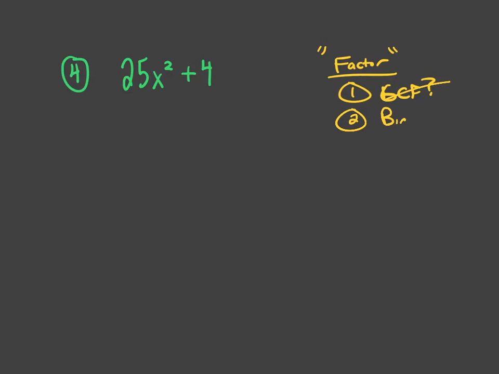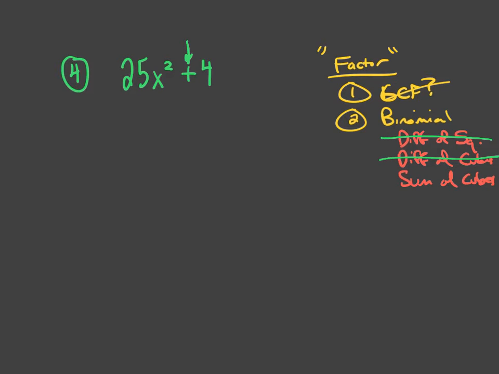Next, it is a binomial, so you'll want to identify which of those 3, if any, that this one is. So I'm just going to write these out. We've got difference of squares. We've got difference of cubes. And then we've got sum of cubes. So difference is minus. So since we have a plus in the middle, this is definitely not difference of anything. So that rules out 2 of them.